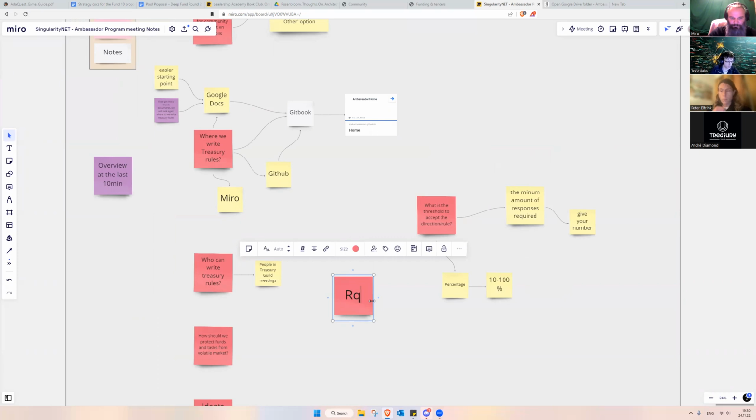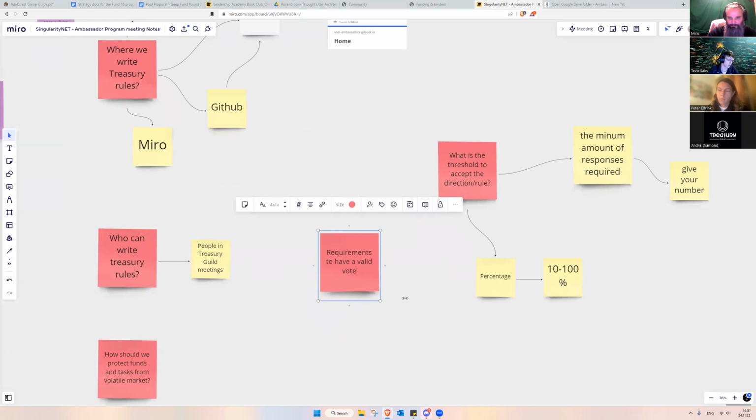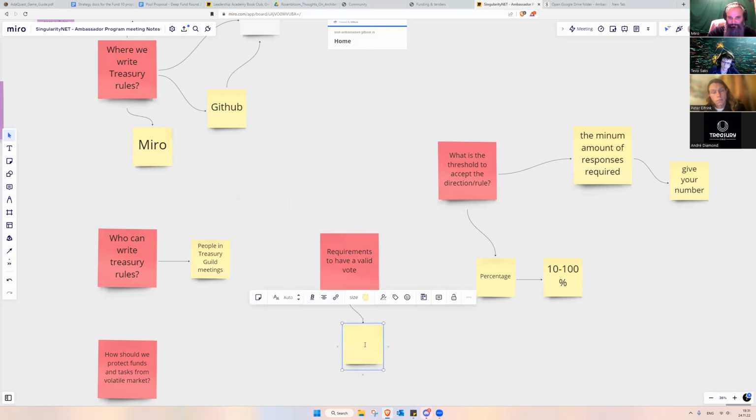Okay, so maybe a better question is the requirements to voice and to have a valid vote. Who can vote is technically an easier question, because everybody, I guess, as long as they fill the requirements, which are, I would say, be an ambassador, or at least have attended X amount of meetings or provided X amount of tasks on the work. There are a couple of metrics we can use.